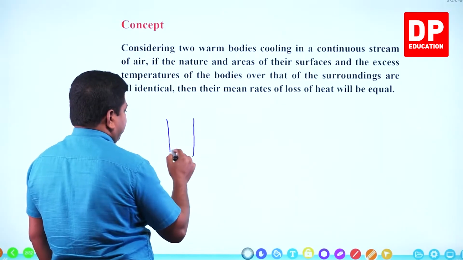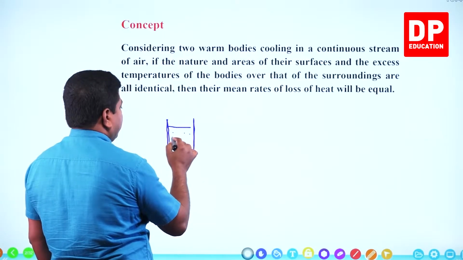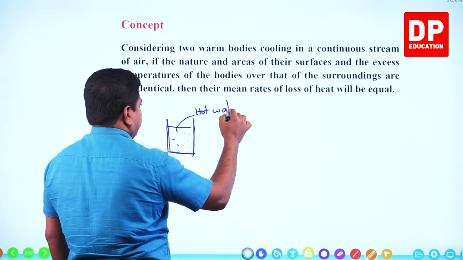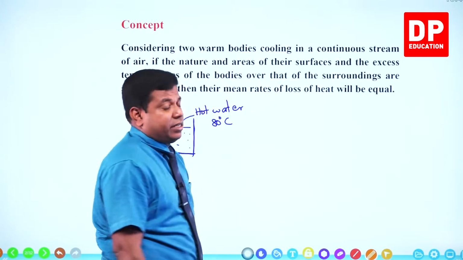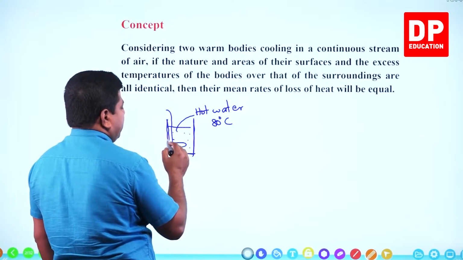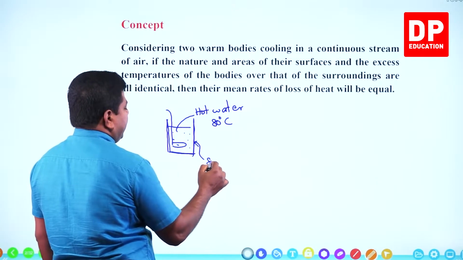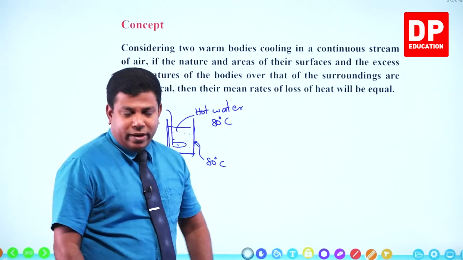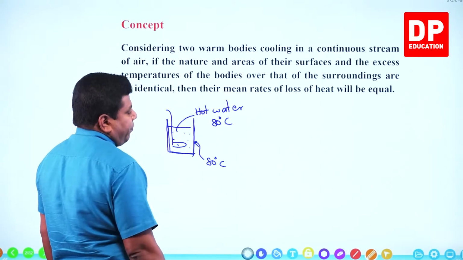say you have a calorimeter filled with hot water. Let's say hot water is at 80 degrees centigrade at a particular moment. If I keep a stirrer and stir it continuously, I can assume this surface also will be at 80 degrees because it's a thin metallic container, right? So heat will get transferred quickly. So the outer surface is going to be at 80 degrees centigrade.